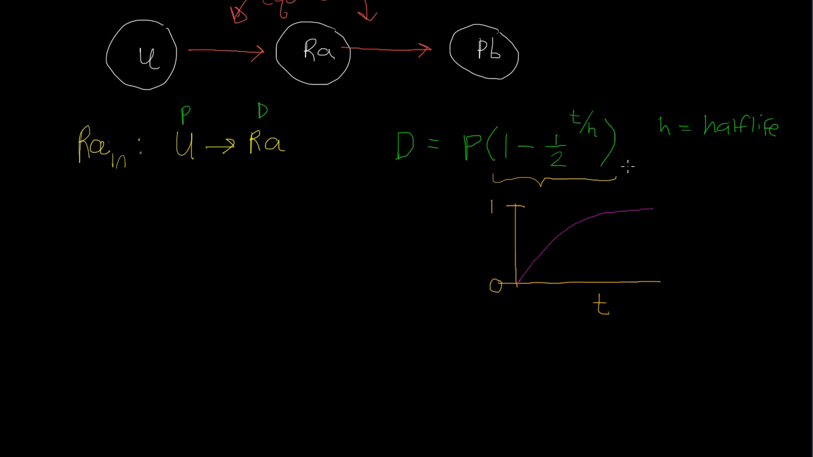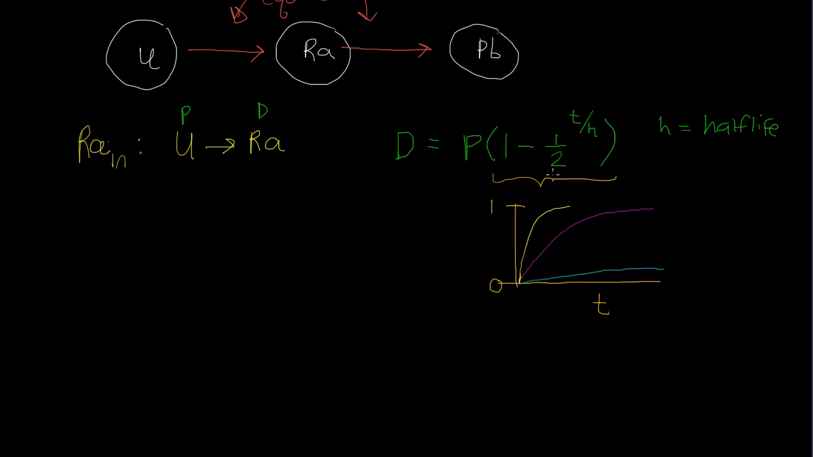That's what it looks like. And the shape of this graph, this part of the equation, depends on the half-life. If the half-life is really, really short, then the graph kind of looks like this. And if the half-life is really, really long, then the graph kind of looks like this. So that controls the rate at which the parent is decaying to the daughter.